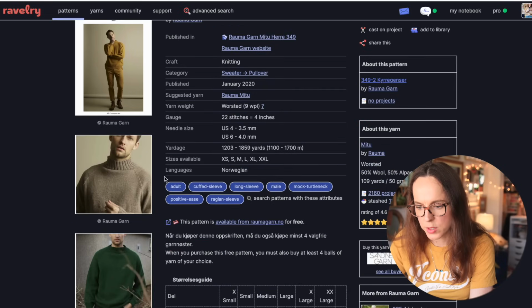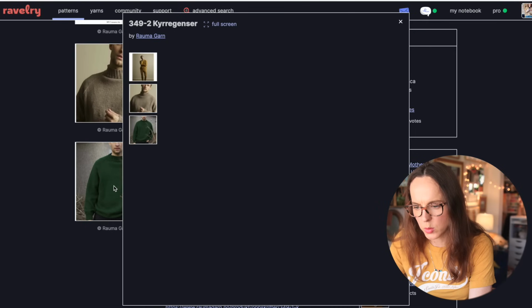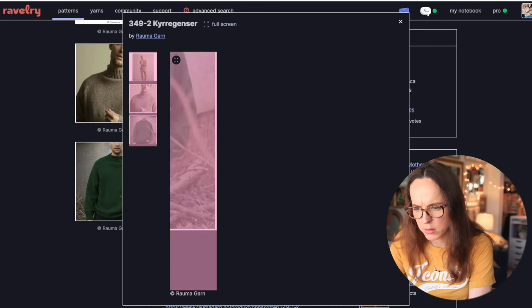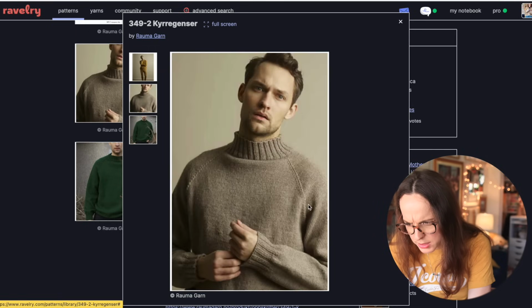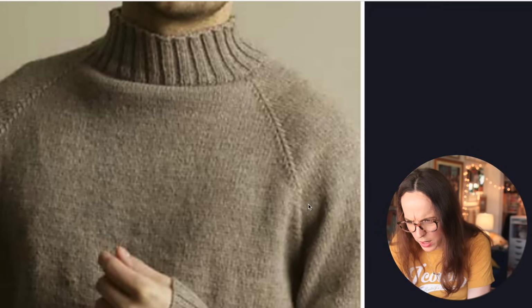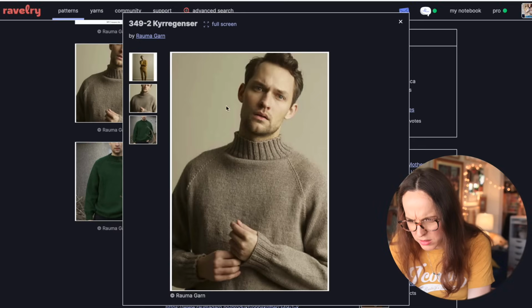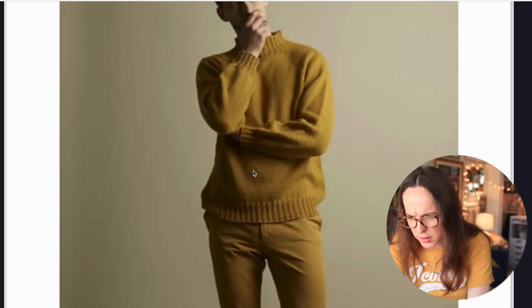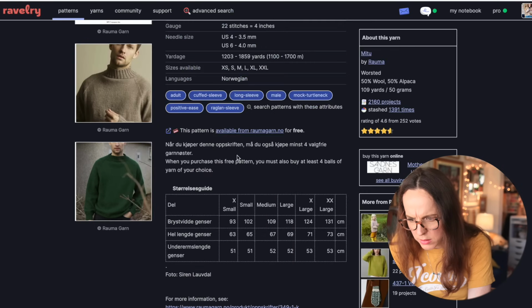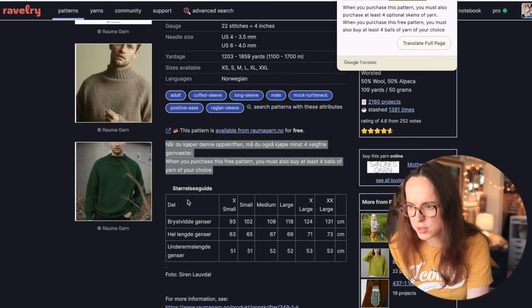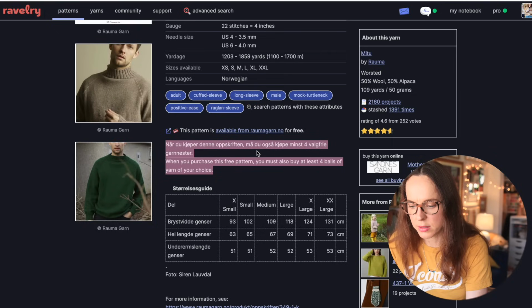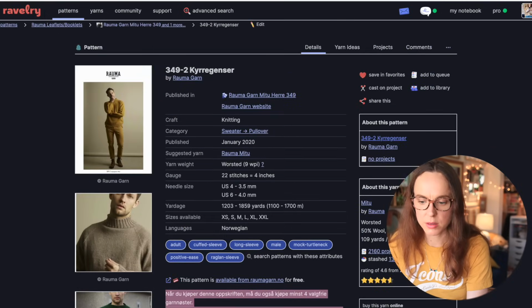It's only available in Norwegian, but it is available for free. And my lord, sorry, that is a gorgeous color. Is that a herringbone stitch on either side of the raglan? What makes the raglan look like that? Is there any information here that says? When you purchase this pattern, you must also purchase at least 4 optional skeins of yarn. Okay, so this is through the Rauma. That's really a cute sweater.